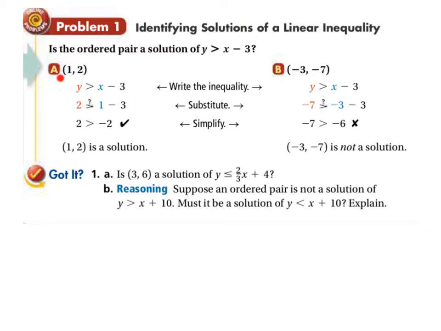So what that means is take some points and plug them in. Take the 2 and plug it in for the y. The 1, plug it in for the x. And is it true? So in this case, if we do that, we can see it done right here. 2 is greater than 1 minus 3. Well, that's true. 2 is greater than negative 2. So that is a solution.